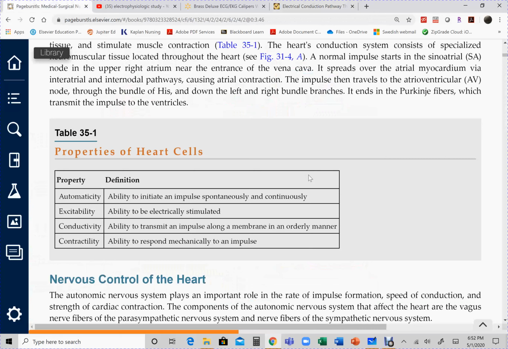Excitability is possessed by all cells throughout the heart, meaning they can be excited by these electrical impulses, as well as conductivity. They all have the ability to conduct electrical impulses. However, contractility must only be possessed by the myocardial cells in the atria and the ventricles.